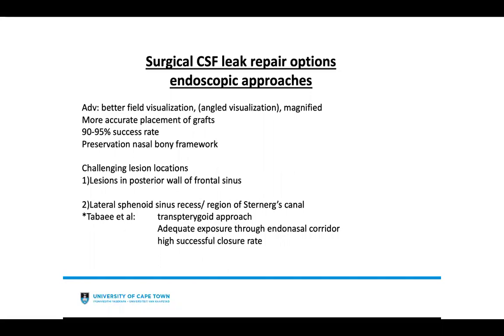There are two scenarios that might present as slightly more challenging when you use endoscopic approaches. The first is, as we mentioned, when there's a lesion or defect in the posterior wall of the frontal sinus. So for that, you might need a combined approach. And the second one is really in the region of Sternberg's canal. And for that, you might need to use a transpterygoidal approach. And in this study that Tibi did, they felt that there was adequate exposure through the endonasal corridor and a very high successful closure rate when using a transpterygoidal approach to access Sternberg's canal.